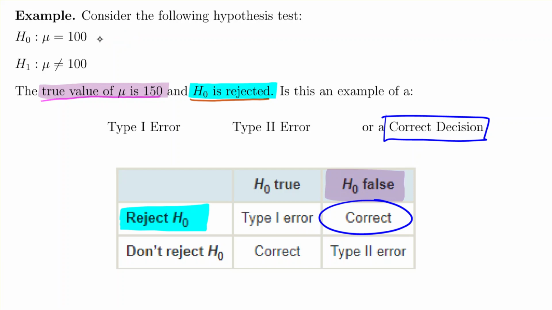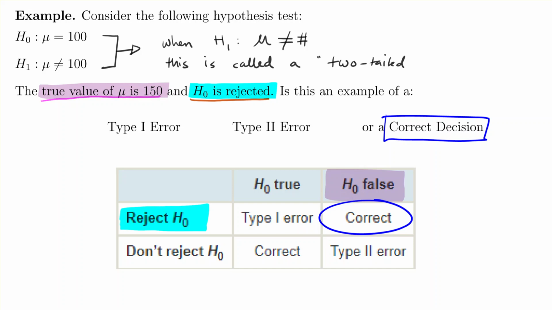Now, one more bit of notation I want to introduce. Whenever we're dealing with a hypothesis test and our alternate hypothesis H1 is of the form mu not equal to some number, this is called a two-tailed test. We'll see more visualization of what two-tailed means in upcoming sections, but just keep that in mind for now. If you have an alternate hypothesis where you're saying mu is not equal to a value, then you're dealing with a two-tailed test.